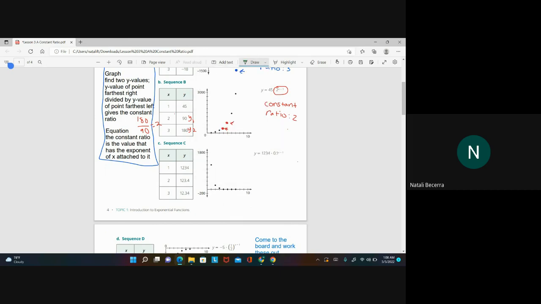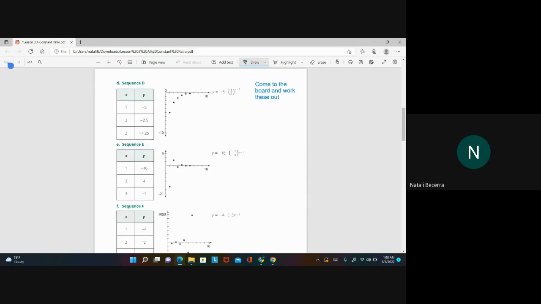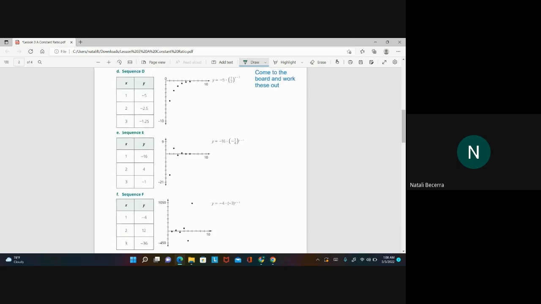All right, next one. So let's say I have y1, this is my y2. Again, I do 123.4 divided by 1,234. And that gives me 0.1. And look here, and yes, it does, right? So my constant ratio here is 0.1. And you could have also picked 2 points here. Let's say this one and this one. Remember, you have to do the right divided by the left. Okay? All right. This one, you're going to do on your own. So take a look at this page. You're going to be working this on the board.